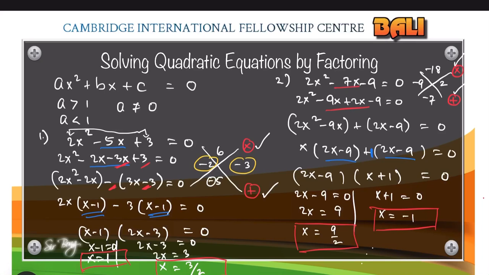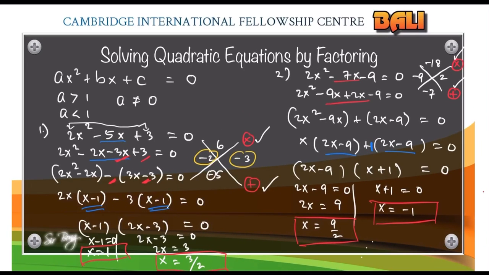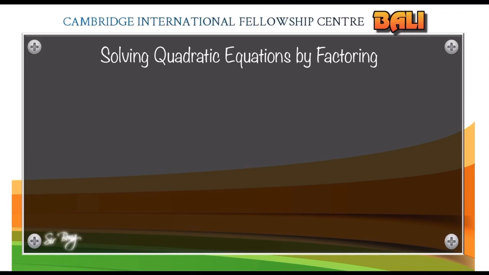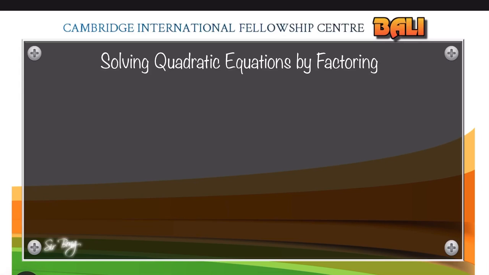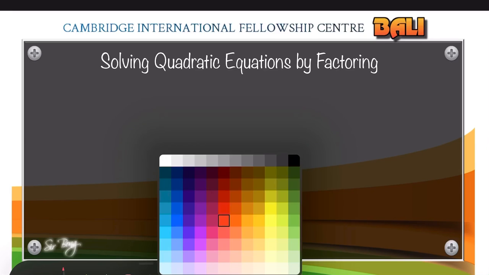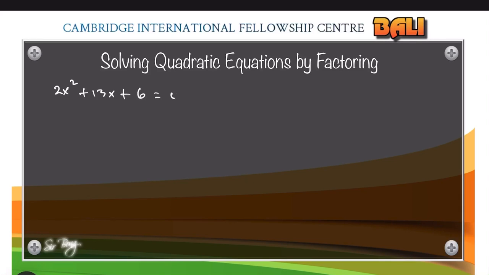Let's have another example. Okay, let's have another example before I give you the items to do on your own. Okay, let's have this 2x squared plus 13x plus 6 is equal to 0.